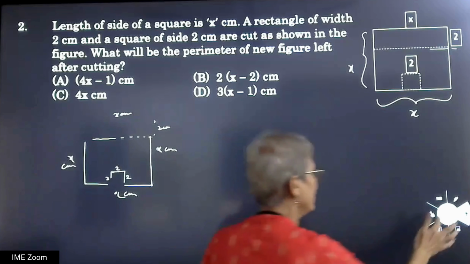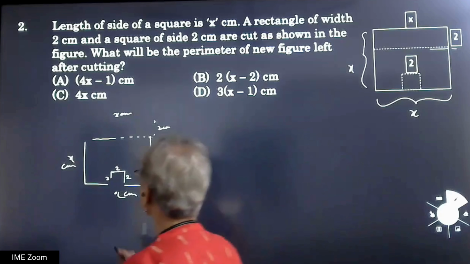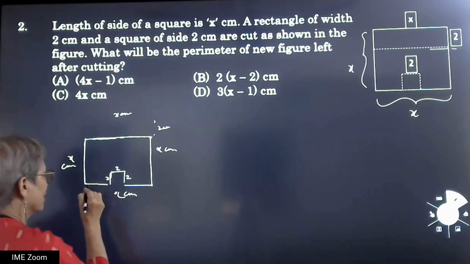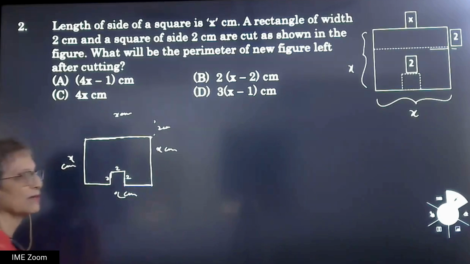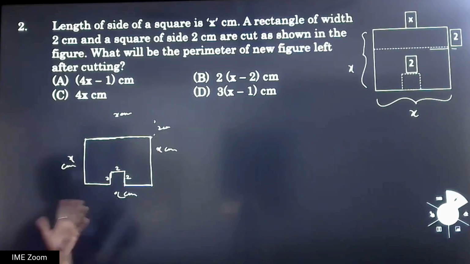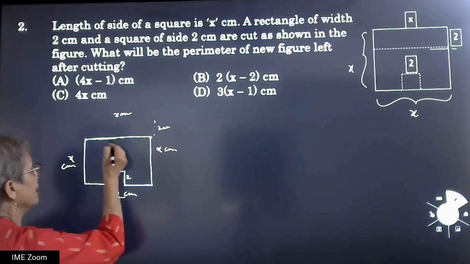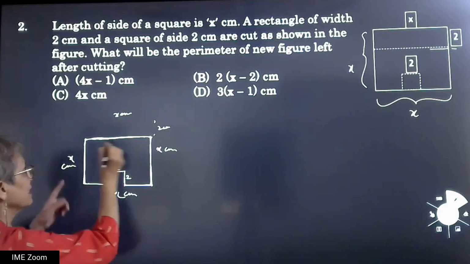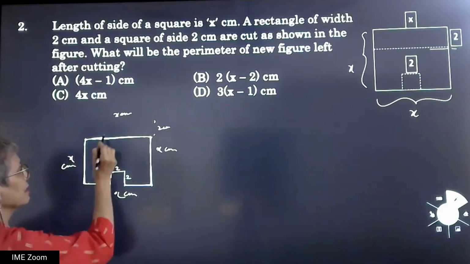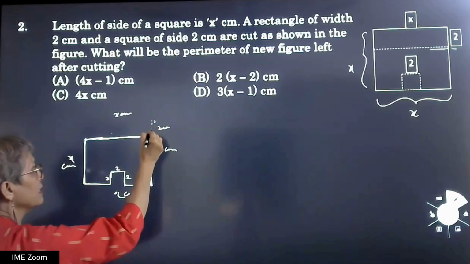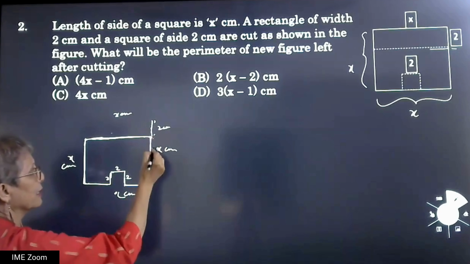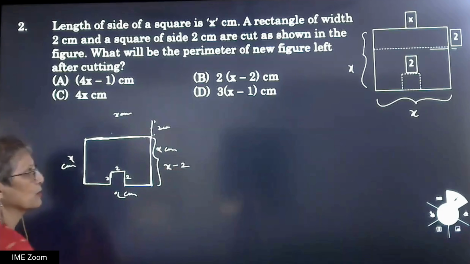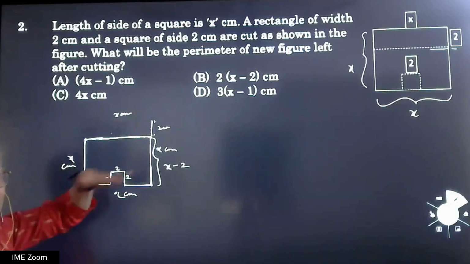Okay, so now what is remaining? Remaining part is this much. So we have to find out the perimeter of the new figure left. So perimeter means this side, then these 3 sides. Now what are they? Full this was x. So 2 centimeters are cut, and therefore this much portion is x minus 2, because the upper 2 centimeter part is cut.